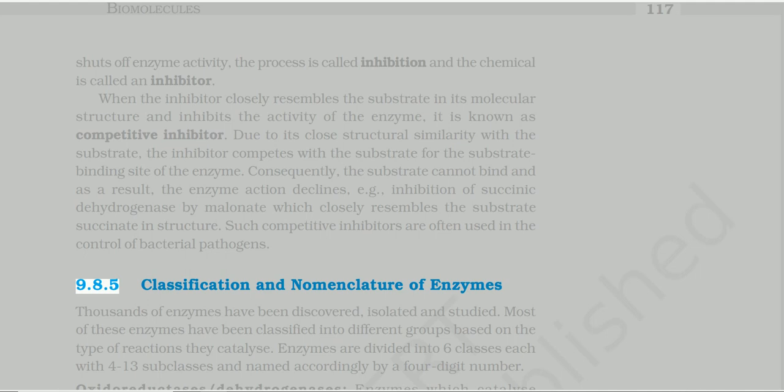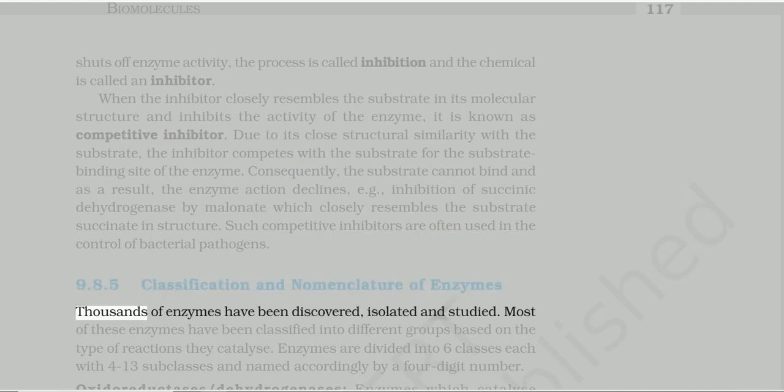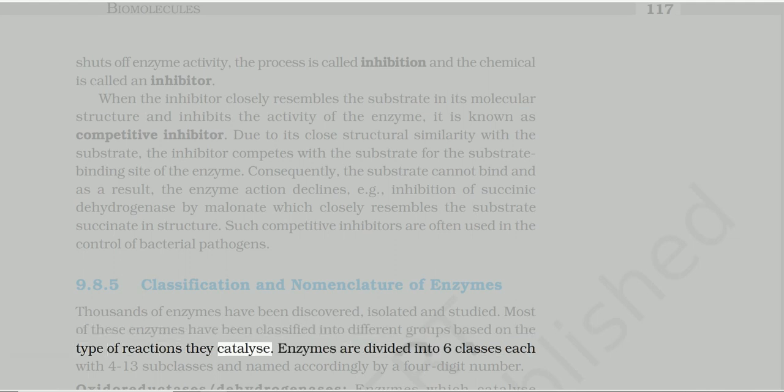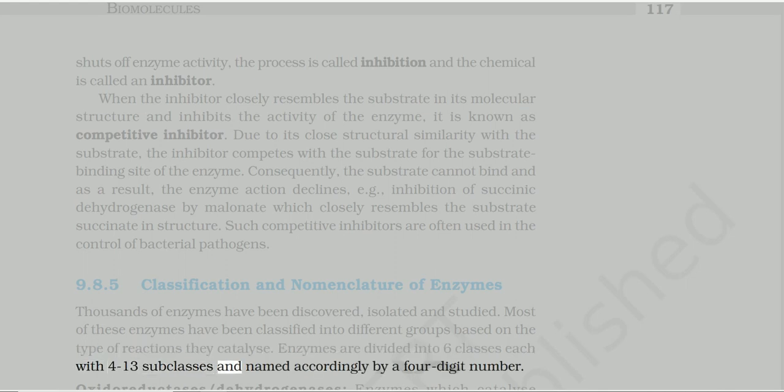9.5 Classification and nomenclature of enzymes. Thousands of enzymes have been discovered, isolated and studied. Most of these enzymes have been classified into different groups based on the type of reactions they catalyze. Enzymes are divided into 6 classes, each with 4 to 13 subclasses, and named accordingly by a 4-digit number.